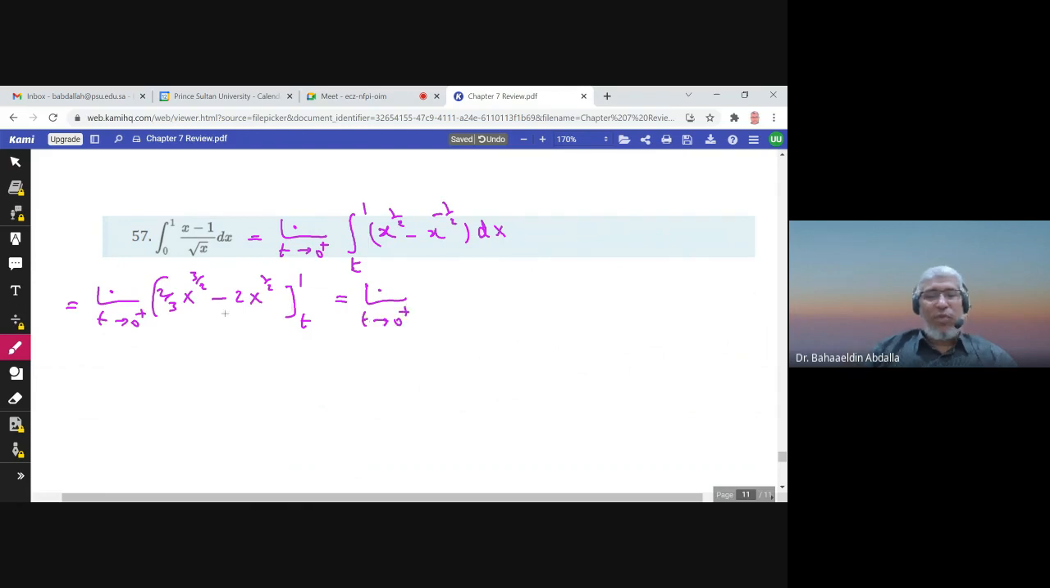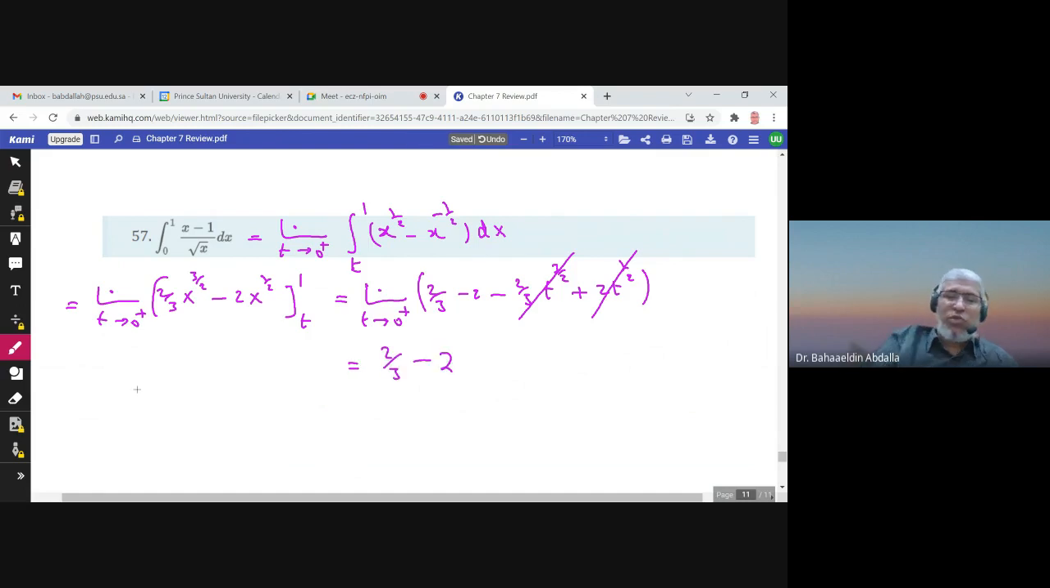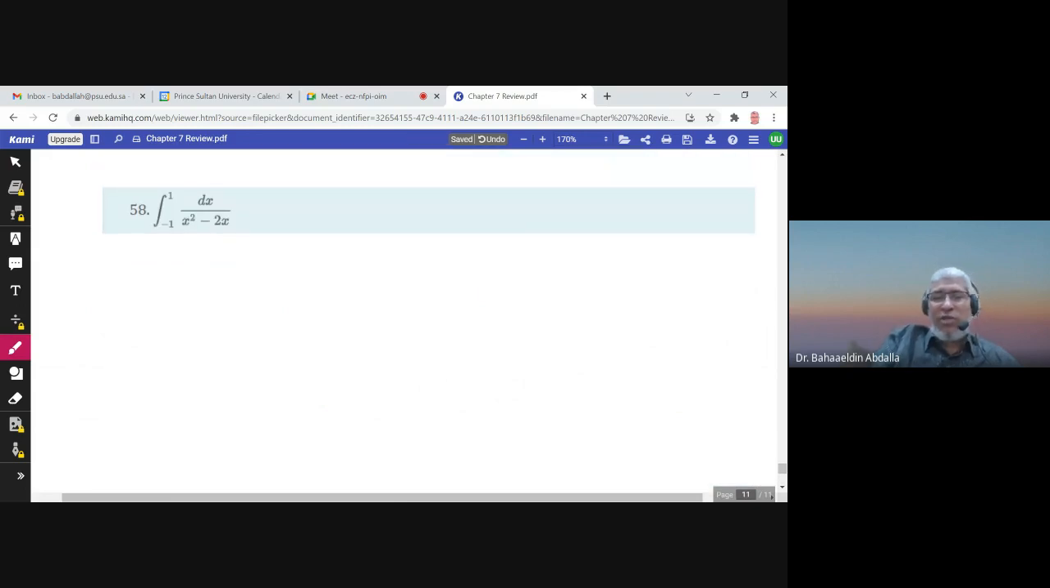If I replace x by 1, I have 2 over 3 minus 2. And let us replace x by t. Minus will make it a plus. Now if I replace t by 0, 0 to the power half is 0, 0 to the power 3 over 2 is 0, and the answer would be 2 over 3 minus 2, and the integral is convergent.